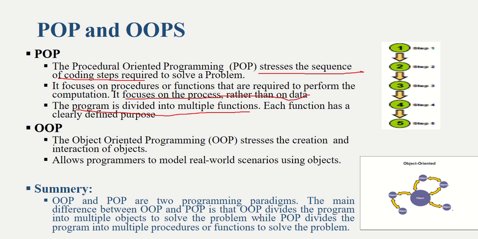So this is the main difference. OOP divides the program into multiple objects, but POP here divides the program into what? Multiple procedures and functions. This is the main difference between them. Of course, they have different ways of interacting or solving the problem somehow. We're talking about objects, we're talking about procedures or functions somehow.